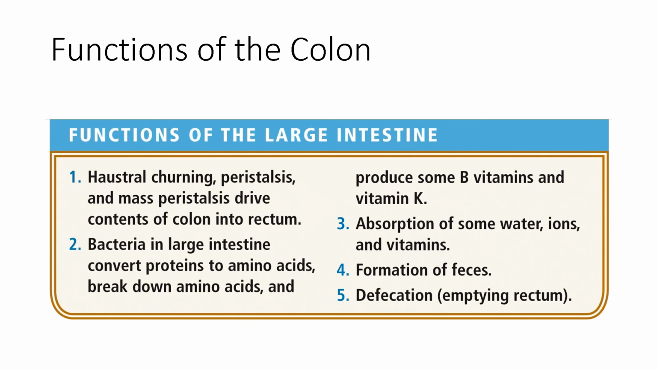Now there are 5 main functions of the large intestine. The first one is haustral churning, which we will talk about yet, peristalsis, and the movement of the intestinal contents through to the rectum. So that's going to be our first function there. Our second function is that bacteria in the large intestine will break down amino acids and proteins, as well as producing some vitamins. So some really important bacteria in the large intestine as well.